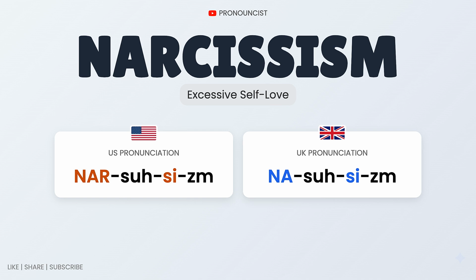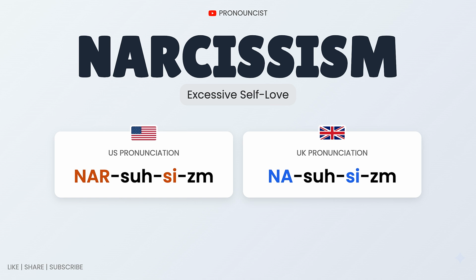Narcissism. Now, read the syllables of British pronunciation shown on the screen naturally. Na, s, si, zm, narcissism. In US, stress nar. In UK, stress na.